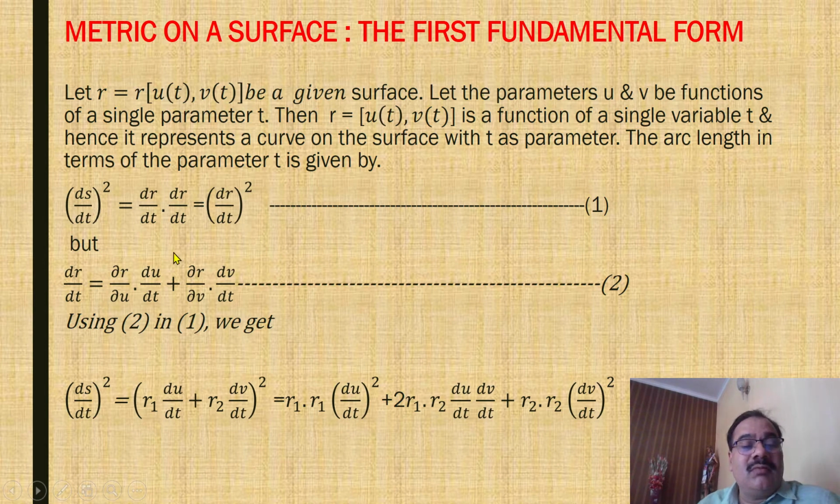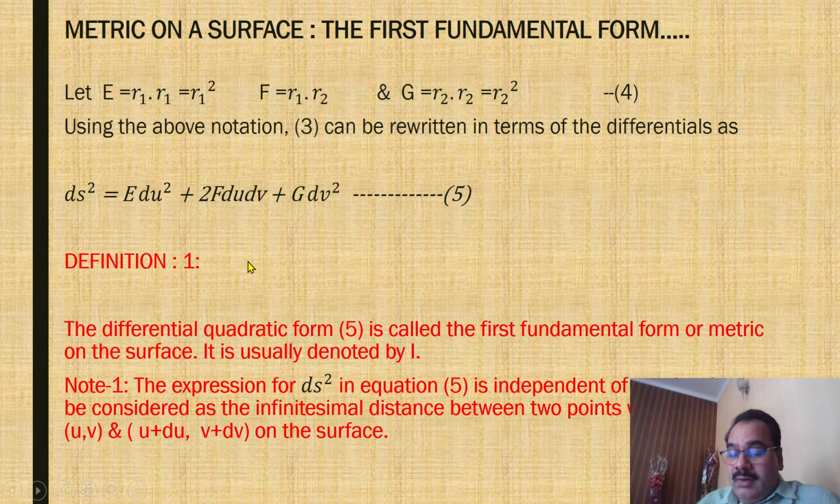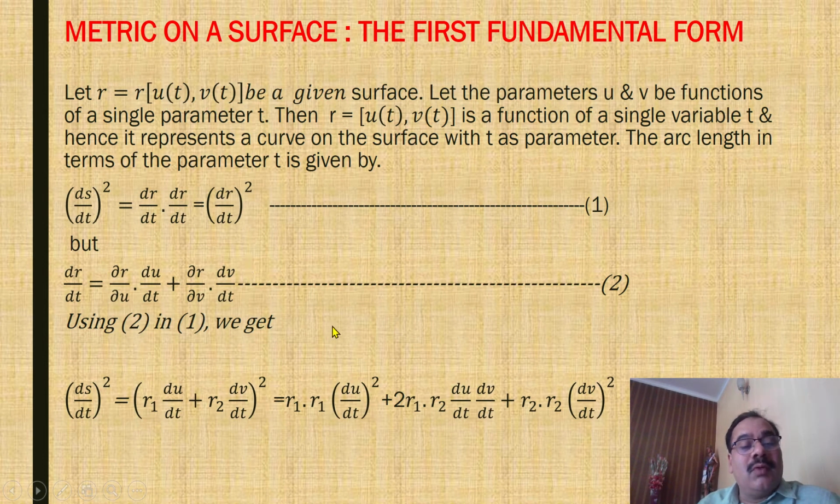But we have already seen in the previous PPT that dr/dt = ∂r/∂u · du/dt + ∂r/∂v · dv/dt. This is equation number 2. Now using 2 in 1, we may express the above equation as (ds/dt)² = (r1 du/dt + r2 dv/dt)².